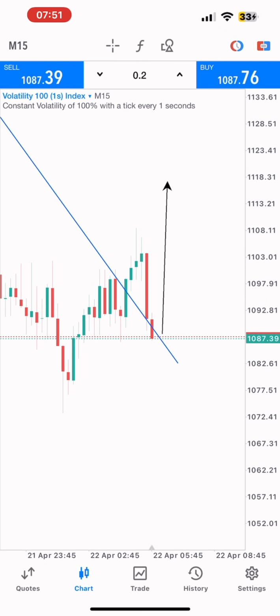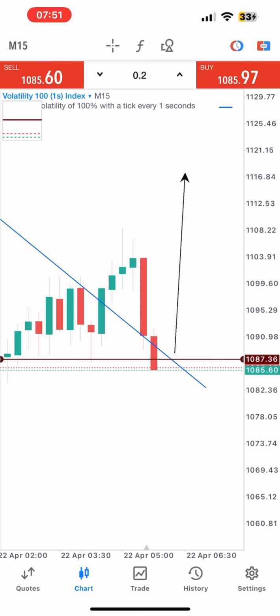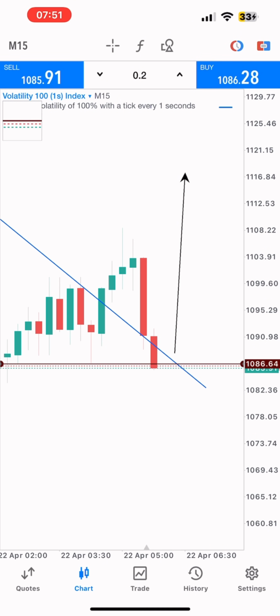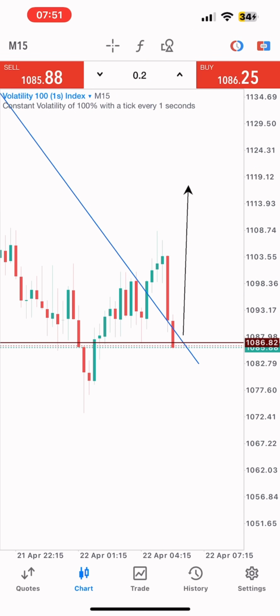You see, it's creating a big candlestick, which is not a confirmation. So I think this setup is invalid, because it seems like there is a breakout on the trend line.